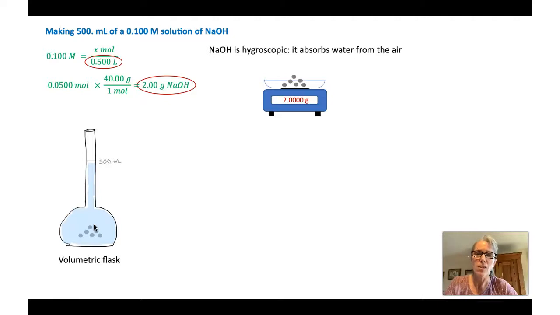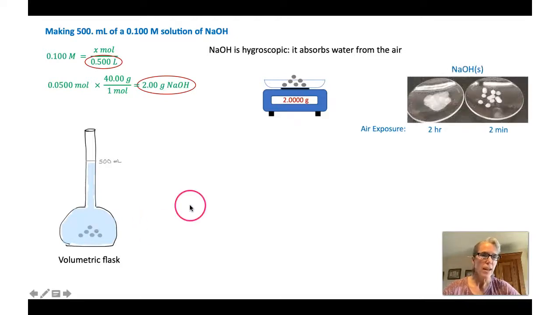The problem is sodium hydroxide is hygroscopic. It absorbs water from the air, and it absorbs a lot. So let me show you an example. Here's those sodium hydroxide pellets, and these were exposed to the air for like 2 minutes, okay? 2 minutes between when I took this picture and when they were in the bottle.